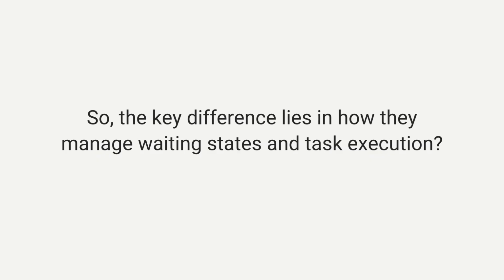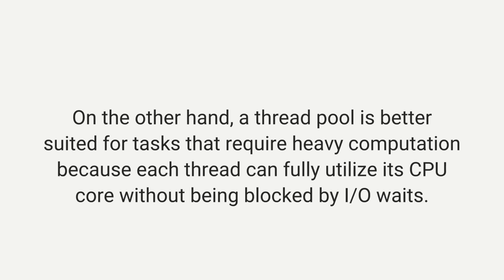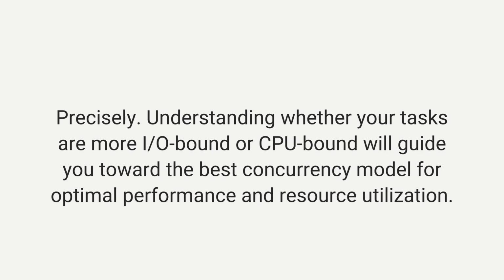So, the key difference lies in how they manage waiting states and task execution? Exactly. The event loop excels at managing tasks that involve lots of waiting by interleaving them efficiently. On the other hand, a thread pool is better suited for tasks that require heavy computation because each thread can fully utilize its CPU core without being blocked by I/O waits. That makes sense. So, choosing between them really depends on the nature of the tasks we're dealing with. Precisely. Understanding whether your tasks are more I/O-bound or CPU-bound will guide you toward the best concurrency model for optimal performance and resource utilization.